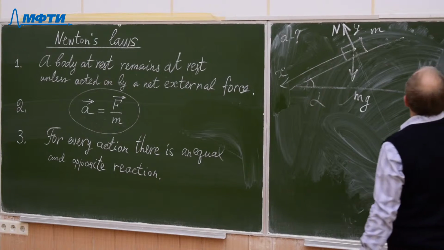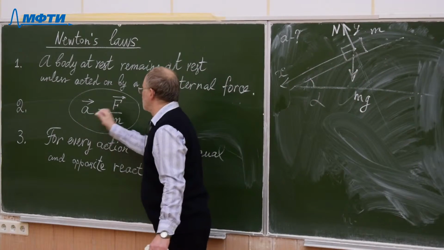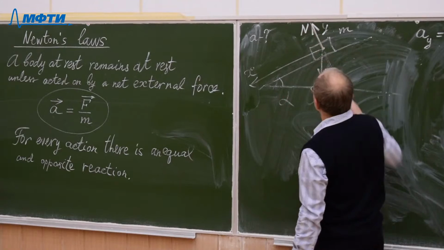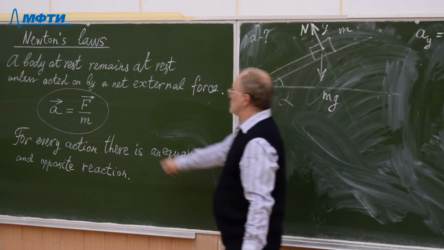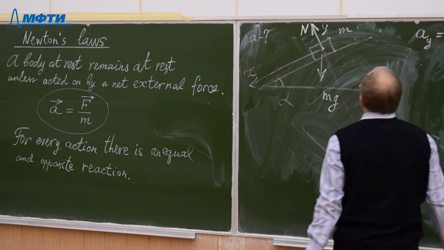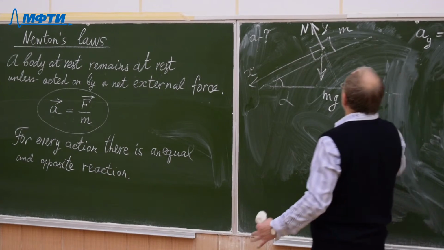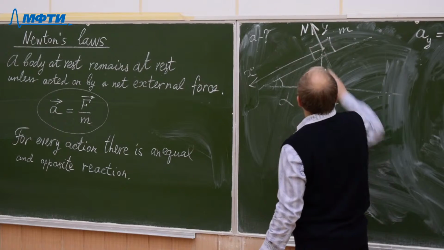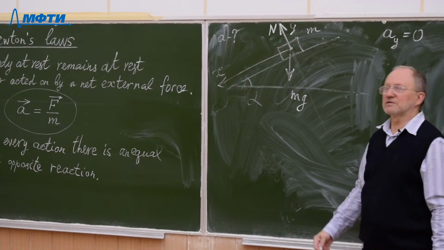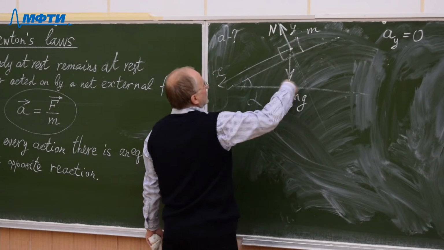So if acceleration in the perpendicular direction is zero, then from Newton's second law, we see that the net force acting along the perpendicular direction, along the y-axis, is also 0. So we know immediately that all the forces acting along the y-axis added together shall give 0, shall balance, shall cancel each other.